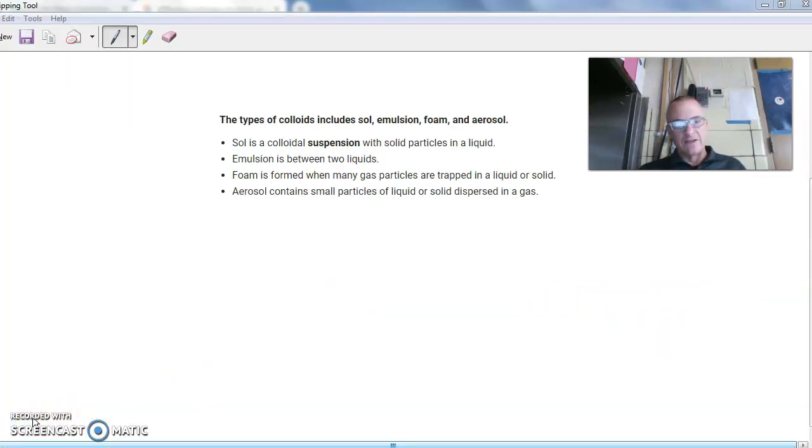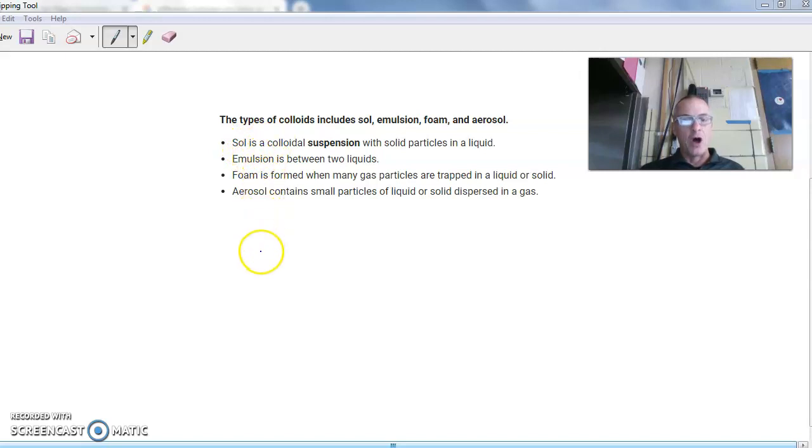Colloids can be classified several ways as well. There are different types of colloids. One type of colloid, sol, really stands for tiny little solid particles suspended within a liquid. Solid within a liquid, sol.